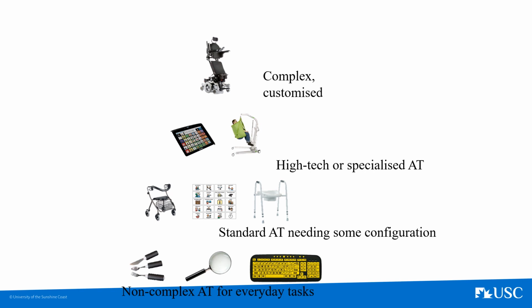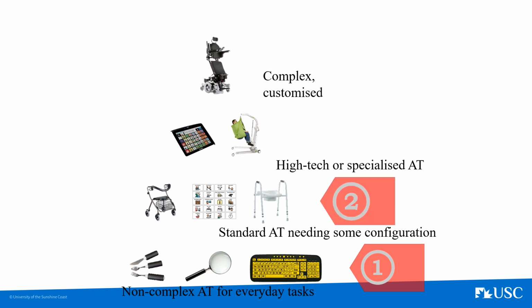So if we look at this here, you have level 1, everyday, non-complex devices. Level 2, which are standard AT that require some configuration and maybe require an OT or someone with a little bit of insight to adjust them. So there might be communication boards, a walking frame, or an over toilet seat.